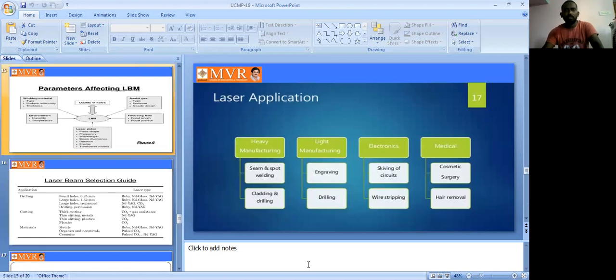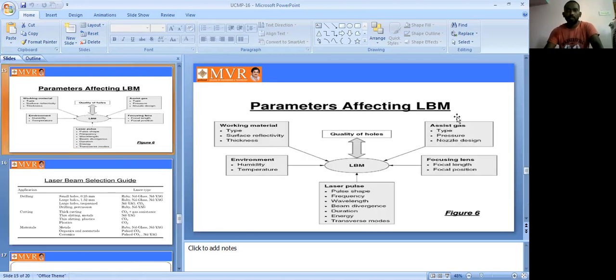Parameters affecting LBM: first of all, the working material. For the working material you can see the type, surface reflectivity and thickness. It is reflecting based on the working material. Next is the environment, humidity and temperature. These can be added; the environment also affects LBM.